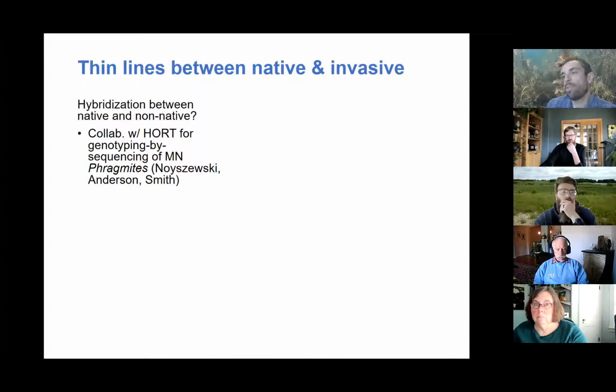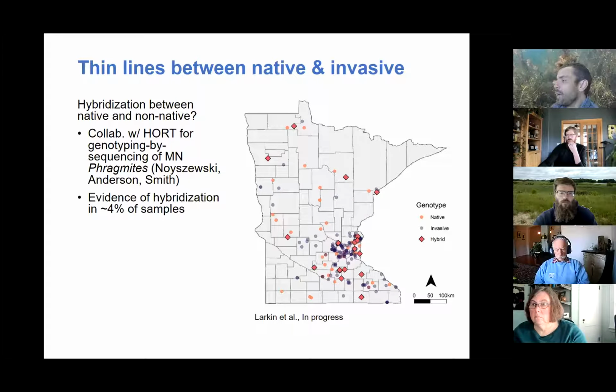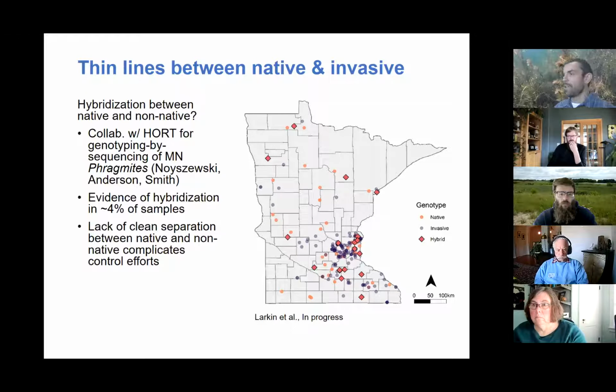So we partnered with the group in horticulture doing the reed canary grass research to do some genotyping by sequencing to get some higher resolution genetic data for Phragmites populations in Minnesota. And here, this is showing the populations that we tested through this genotyping approach, native in orange, invasive in blue, and then about a dozen cases where we have possible hybrids, about 4% of samples. And so this lack of a clean separation between native and non-native is potentially a complicating factor when we have this breakdown between the subspecies.